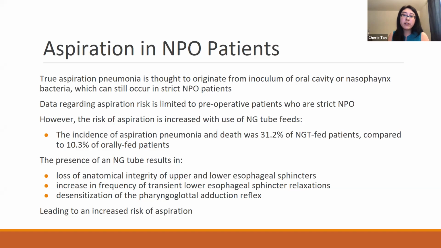Studies have shown, however, that for patients with an NG tube with NG tube feeds, the incidence of aspiration pneumonia and death was 31% compared to 10% in orally fed patients. The presence of an NG tube results in the loss of anatomical integrity of the esophageal sphincters, more frequent relaxation of the lower esophageal sphincter, allowing for reflux, as well as desensitization of the swallowing reflex.